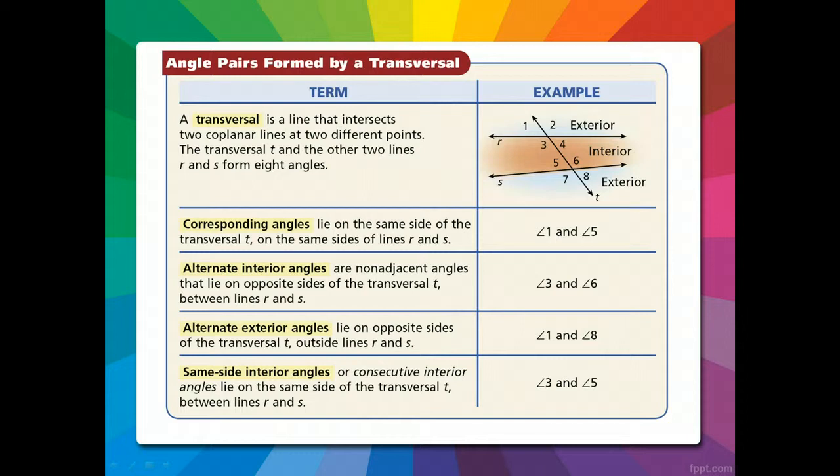We have more definitions. We're going to talk about angles that are formed by a transversal. A transversal is a line that intersects two coplanar lines at two different points. The transversal T in this picture and the two lines R and S form 8 angles, and they are numbered for you.